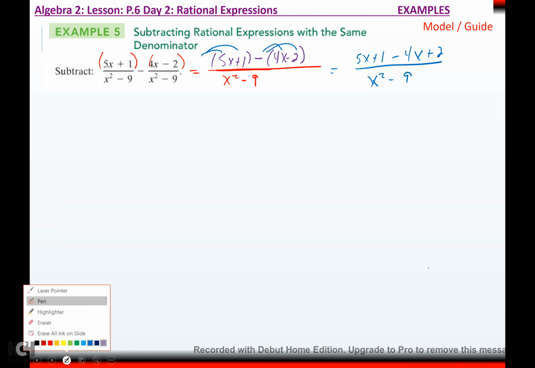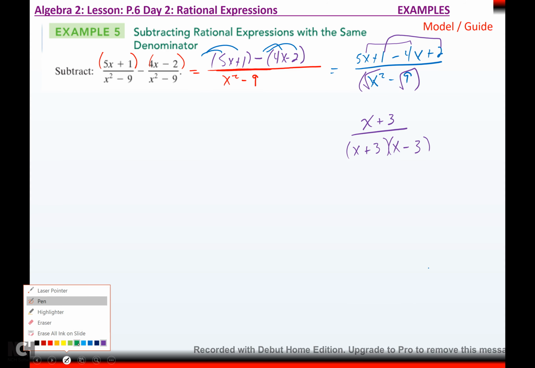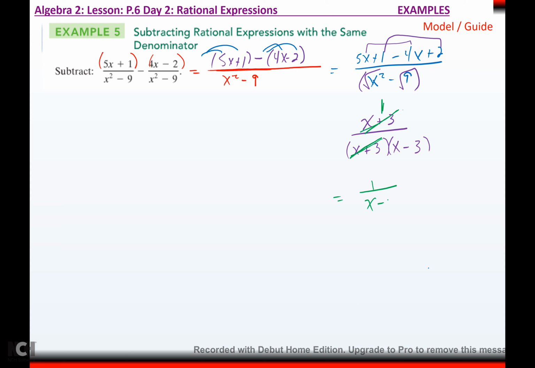Combine like terms on top. So I can combine the 5x minus 4x, which would be x. Positive 1 plus 2 would be 3. And on bottom, I can factor this. That would be binomial, plus and minus. The square root of x squared is x. The square root of 9 is 3. So it's x plus 3 over x minus 3. And then I can cancel the x plus 3's, which leaves 1, because x plus 3 divided by itself is not nothing, it's 1. So my final answer is 1 over x minus 3. And that would be my answer.